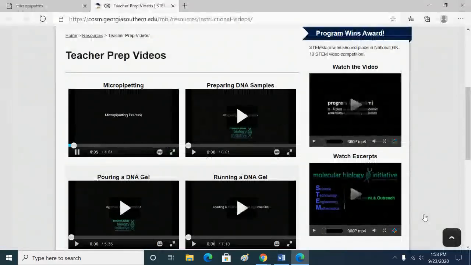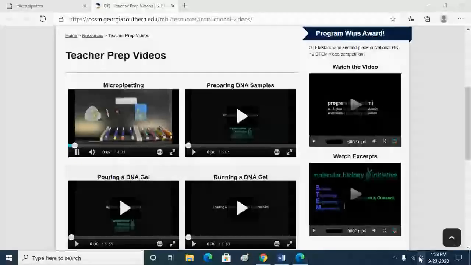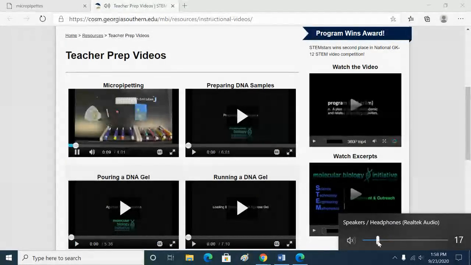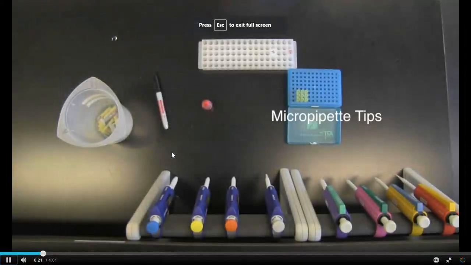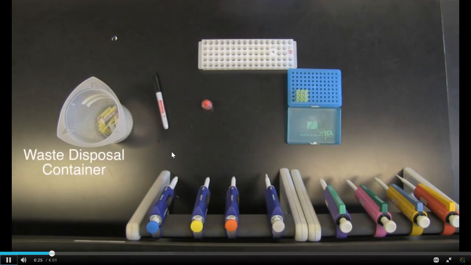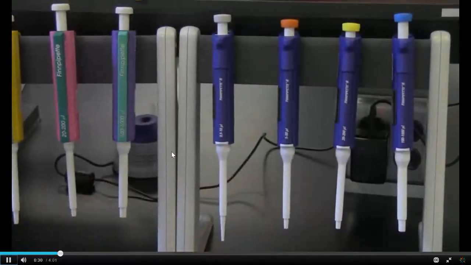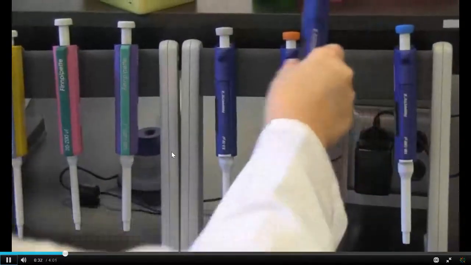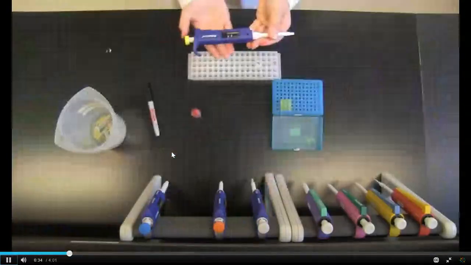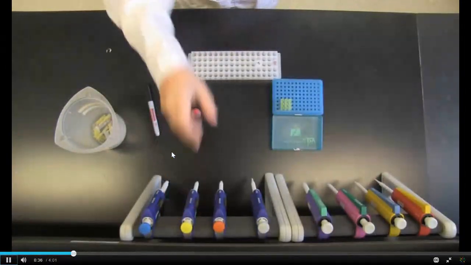Micropipetting practice. Materials list: micropipette, 1.5 milliliter tubes, 1.5 milliliter tube rack. Liquid; you may want to use food coloring in order to make it easier to see. Micropipette tips loaded into tip box. Waste disposal container. The micropipette is the tool of choice when pipetting small amounts of liquid, such as 1 milliliter or 1,000 microliters or less of liquid.